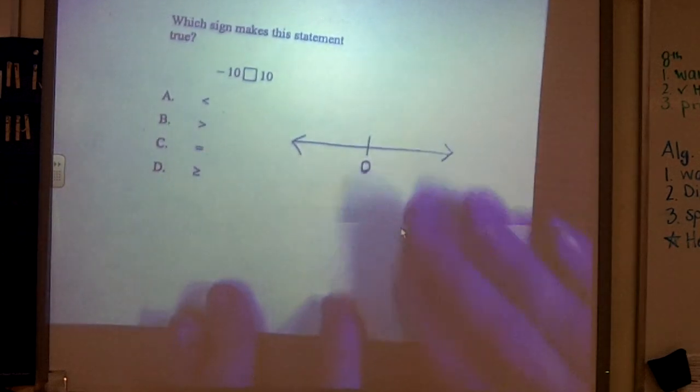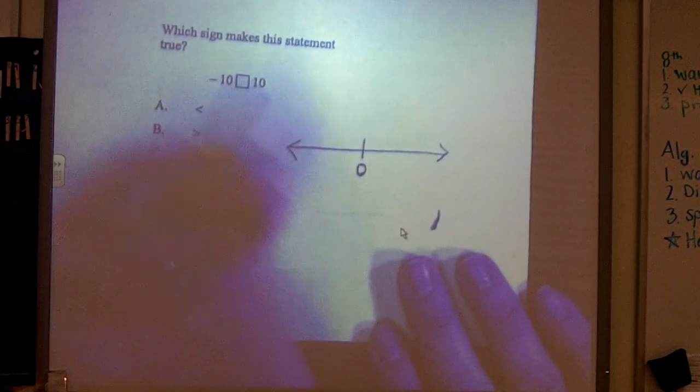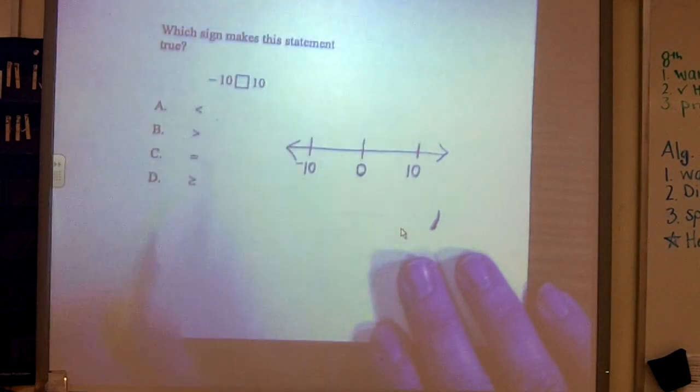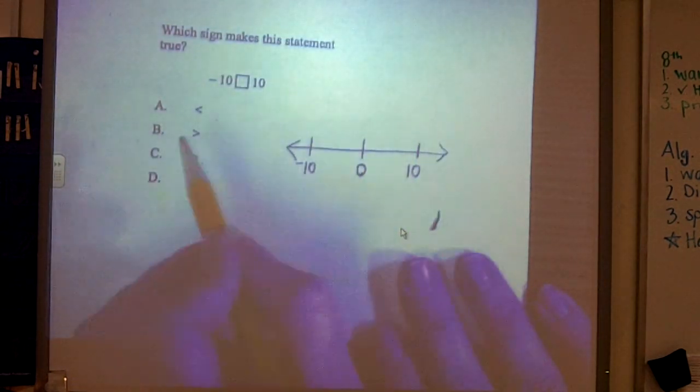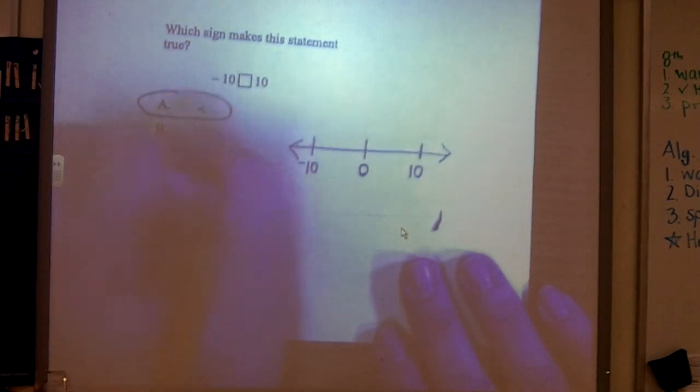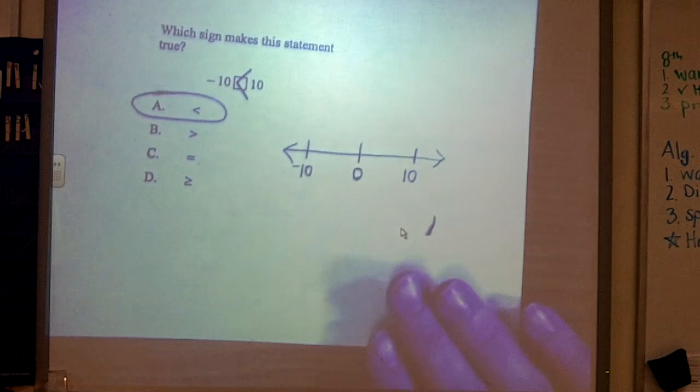Our last problem on here is easily solved with a number line. Remember that numbers to the left are always less than numbers to the right. So that makes that sign true.